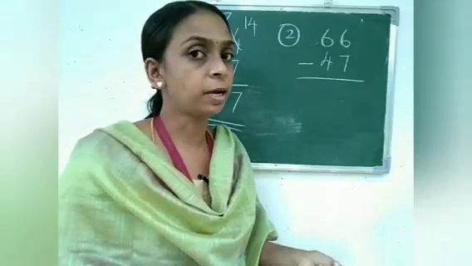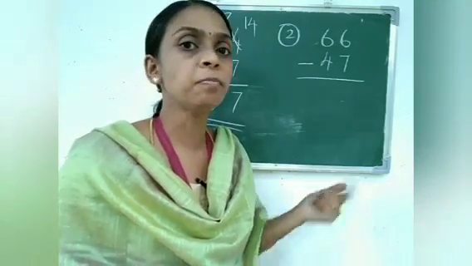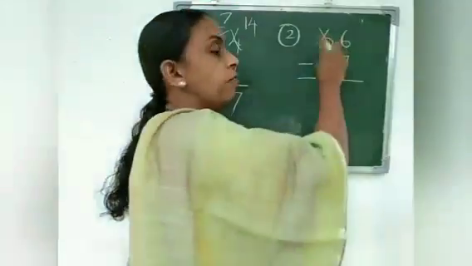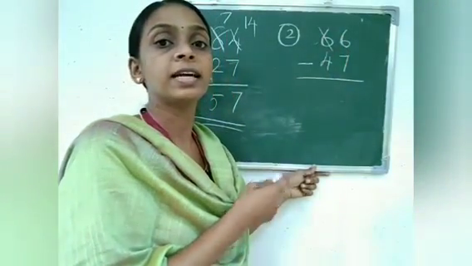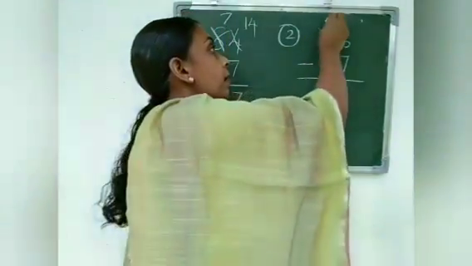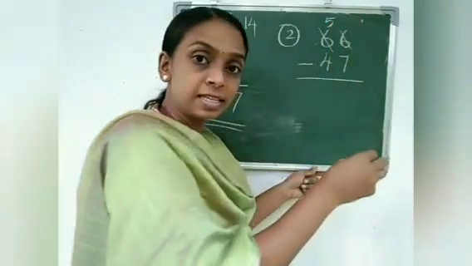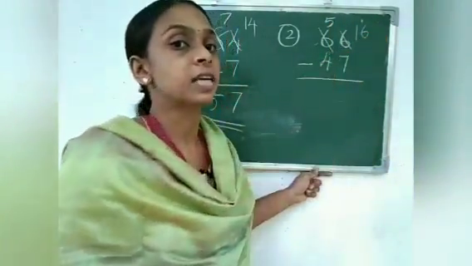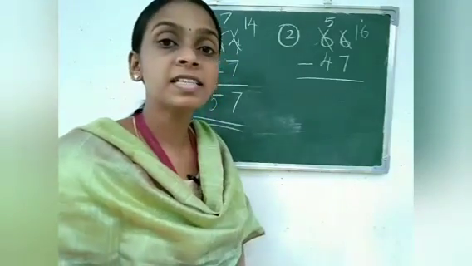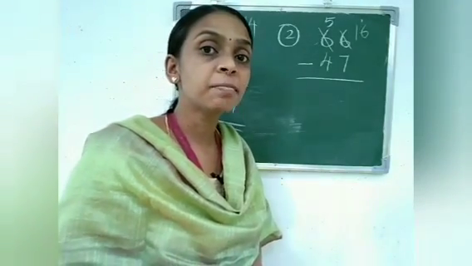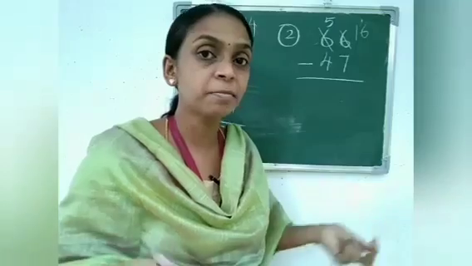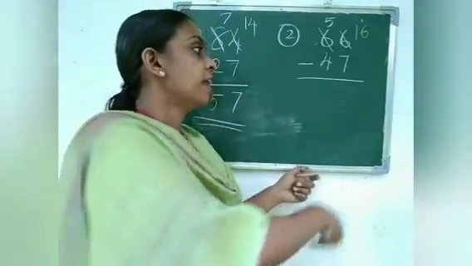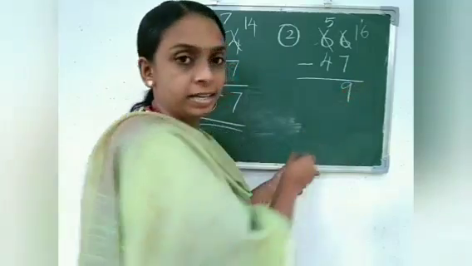We are not able to subtract 7 from 6. So what will we do? We will borrow 10 from this 6. Then this 6 will become 5 and the next 6 will become 16. So 16 minus 7 is what? 16 minus 7 is 9. So we will write 9 here.